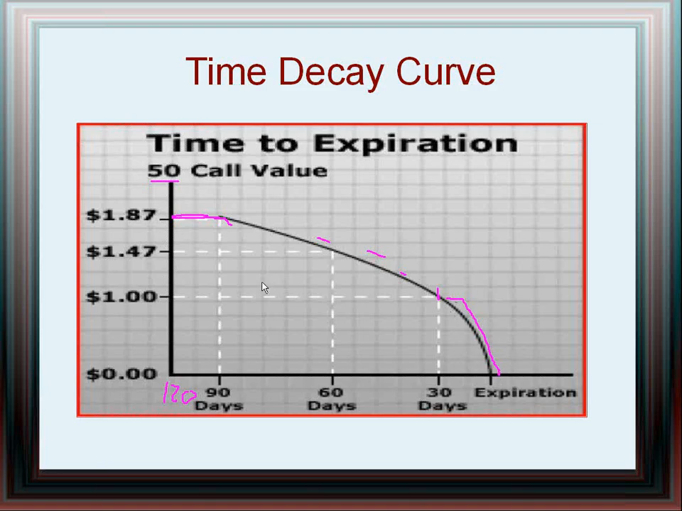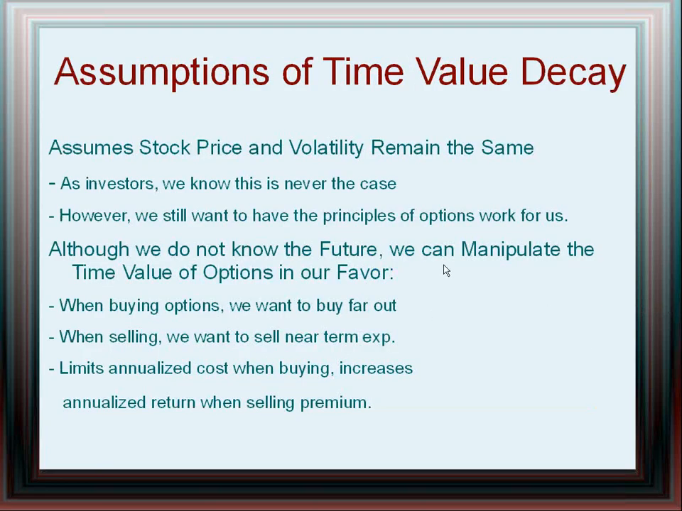I don't want to buy a 30-day out option. I want to buy 120, 130. Really, as I mentioned earlier, we want to go 6 months, maybe 180 to 200 days out in time on our position to have a slow decay up front and give us time to manipulate that time value in our favor. But of course, when we're selling premium, we want to sell the shorter term, 30 or 45 days out in time, to have that decay work in our favor. Now, as investors, we know that the stock and the volatility never stay the same. However, we still want to put those principles to work for us. We don't know the future, but we can manipulate the time value in our favor. And we also know that an option 6 months out in time is never going to be 6 times the cost of the near-term option.